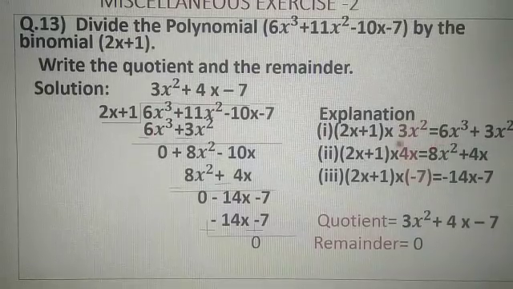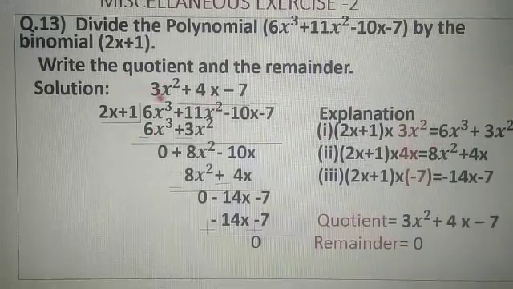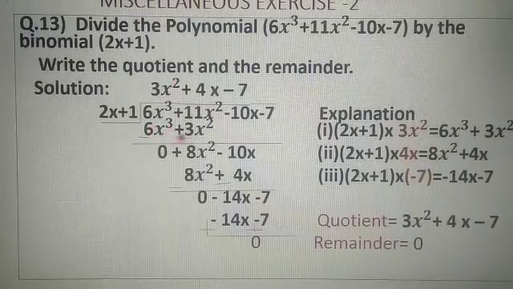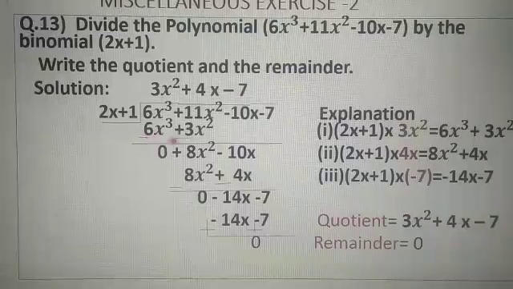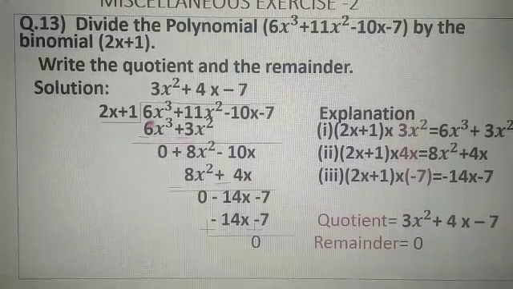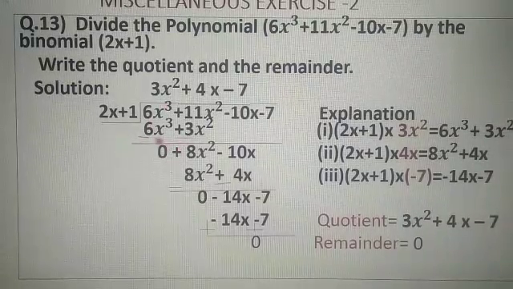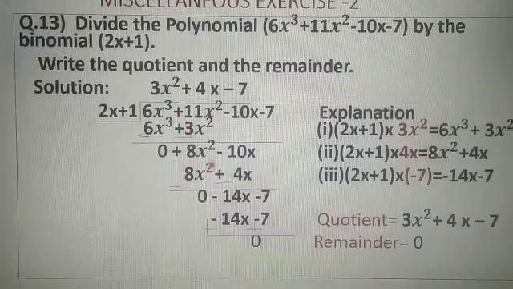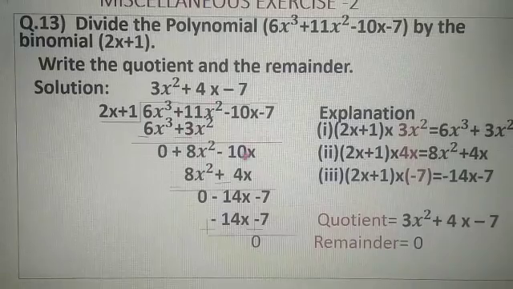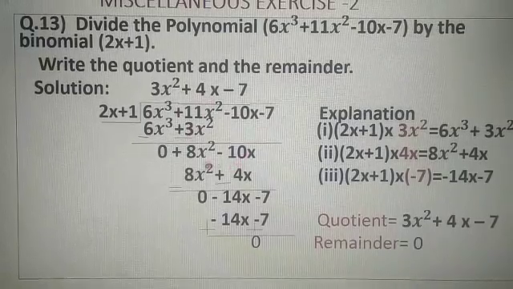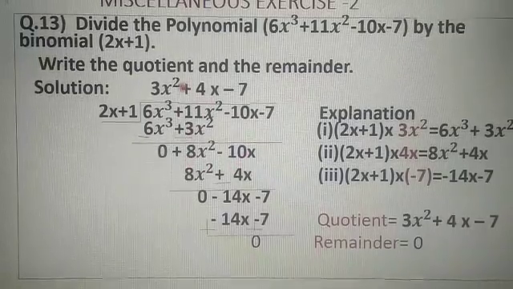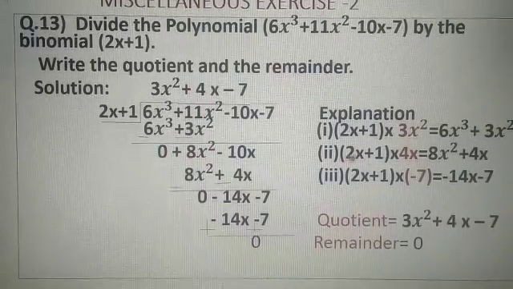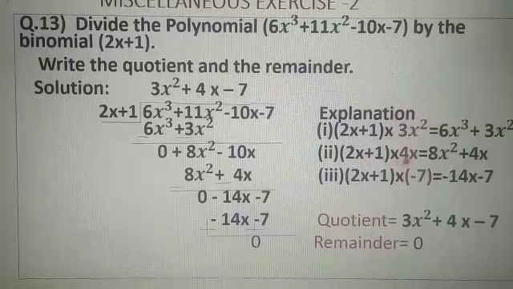So we will write down this 3x square as a quotient, that is 3x square, and here what we get? 6x cube plus 3x square. Now subtraction sign below it, then this gets cancelled, we get remainder as 0. Plus 11 minus 3 will become 8x square, then minus 10x we will copy down. Okay, then what we want now as a second term? We want 8x square. So when you will get 8x square if you multiply 2x plus 1 by 4x.